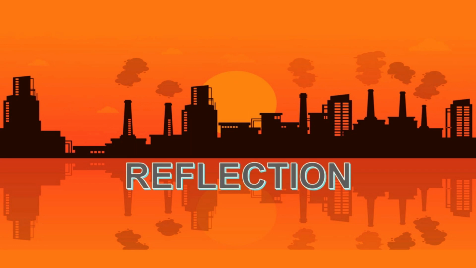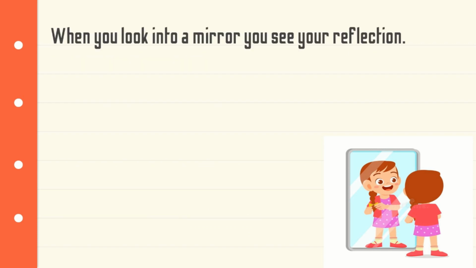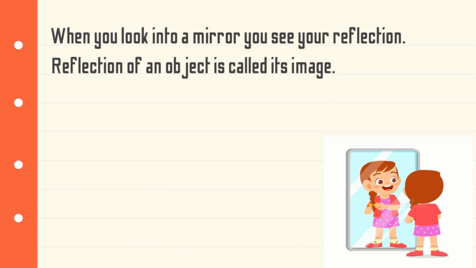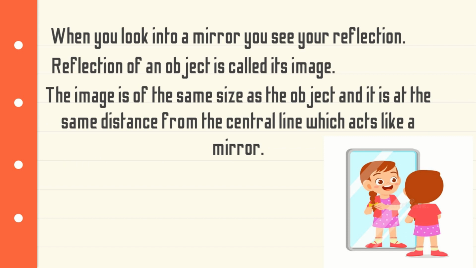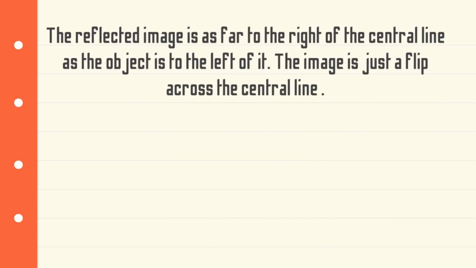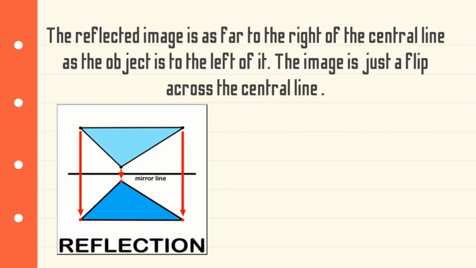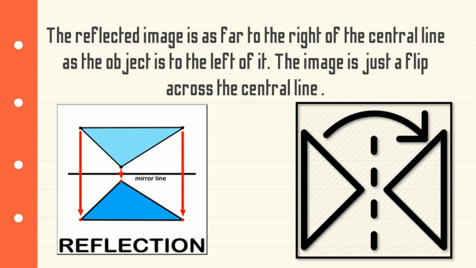Now, let's learn reflection. When you look into a mirror, you see your reflection. Reflection of an object is called its image. The image is of the same size as the object and it is at the same distance from the central line, which acts like a mirror. The reflected image is as far to the right of the central line as the object is to the left of it. The image is just a flip across the central line.